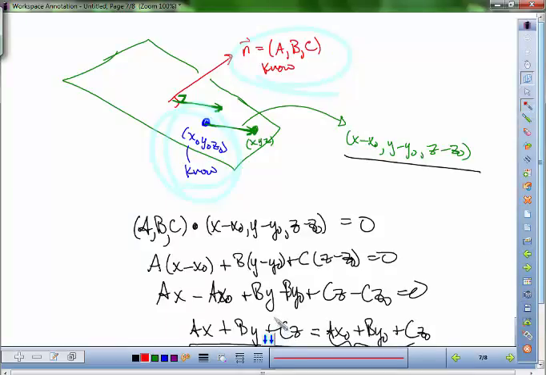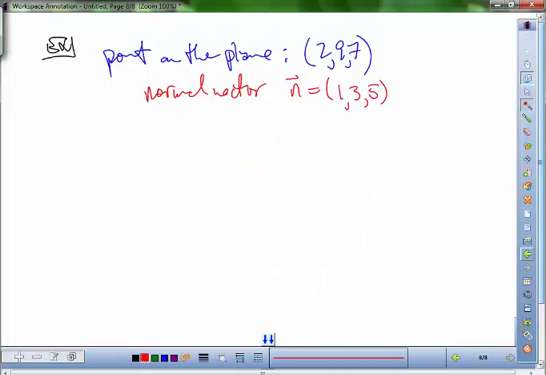So, A, B, C, ax, by, cz. I've got like 75% of my equation already. This is my A, my B, and my C. That's the normal vector, right? And you have to know where A, B, C comes from.